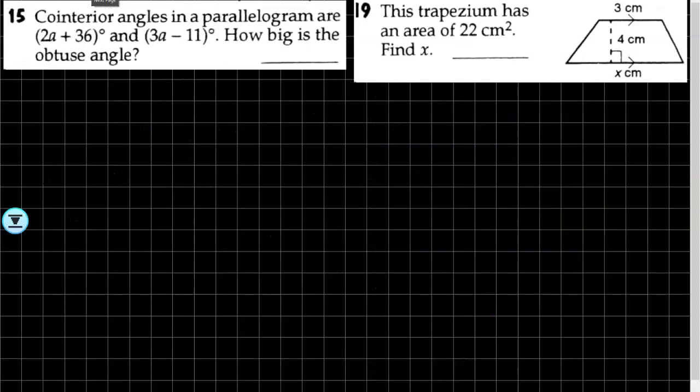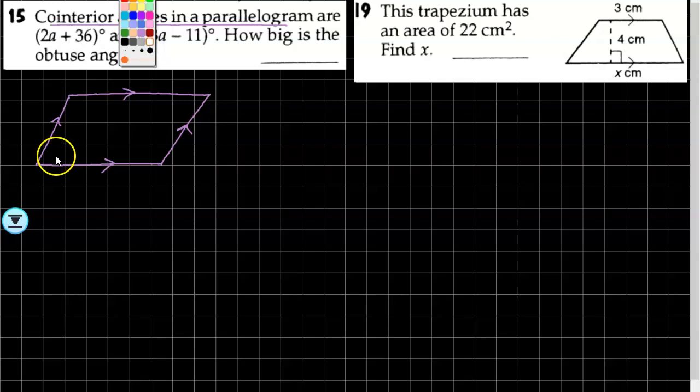Okay. As I said from the get-go, I like these because it was making you remember some properties of maths. So co-interior angles in a parallelogram. A parallelogram has 2 pairs of parallel sides. And the property that we want to try and remember is that if I've got A and I've got B here, then A plus B, do you remember what they have to equal? So the 2 angles inside parallel lines add up to be 180 degrees.